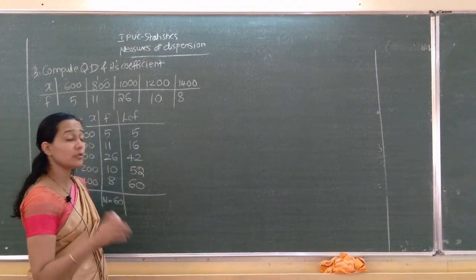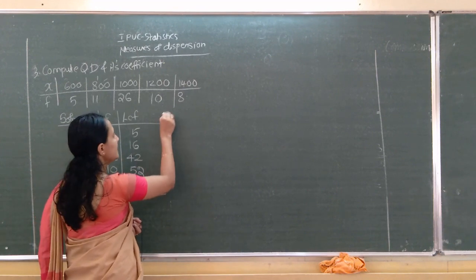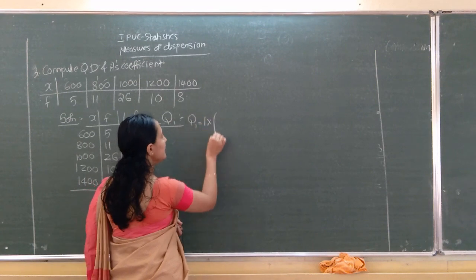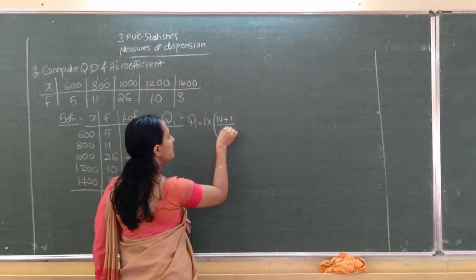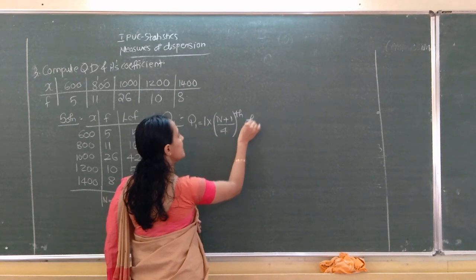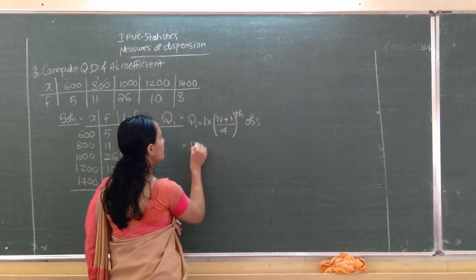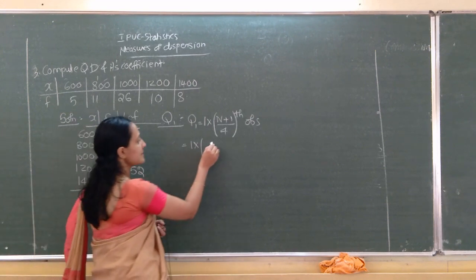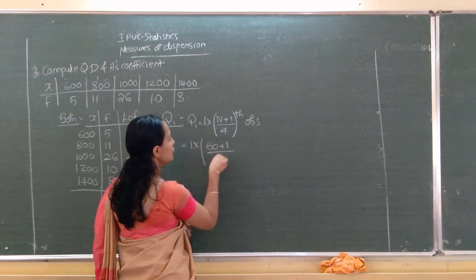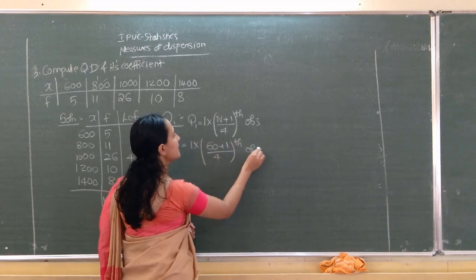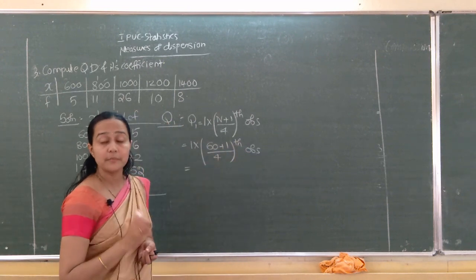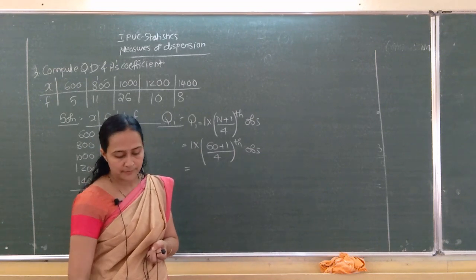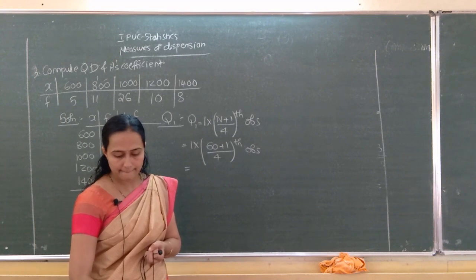So, next we have to find Q1. You know that Q1 equal to 1 into n plus 1 divided by 4th observation. That is 1 into capital N, capital N is 60. 60 plus 1 divided by 4th observation. 1 into any quantity is that quantity itself. 60 plus 1 is 61. 61 divided by 4.